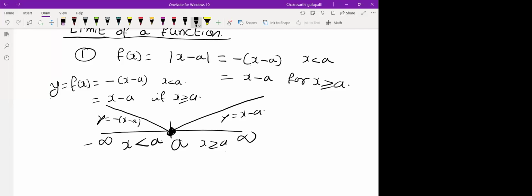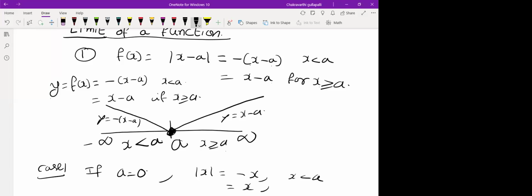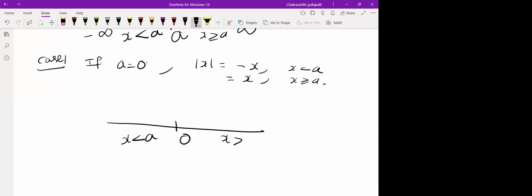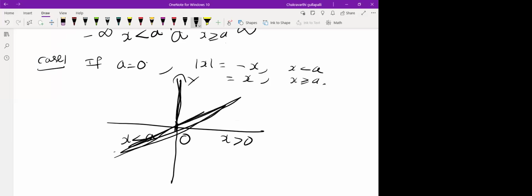Next, in particular, case 1: if a is 0, then how is mod x defined? Often we will be using this: minus x for x less than 0, and equal to x for x greater than or equal to 0. Then what is the graph of this? Instead of a, we have 0. The left side is x less than 0, the right side is x greater than 0. This is the y-axis. And y is equal to minus x, this is the one, and y equal to plus x. So both the graphs I have to draw.